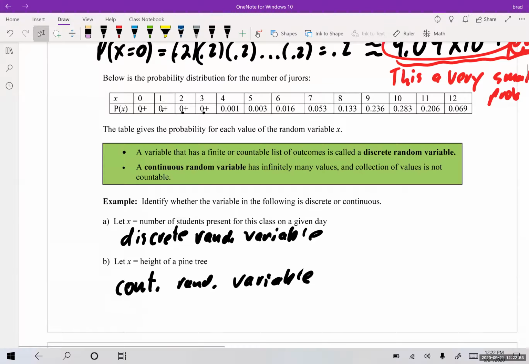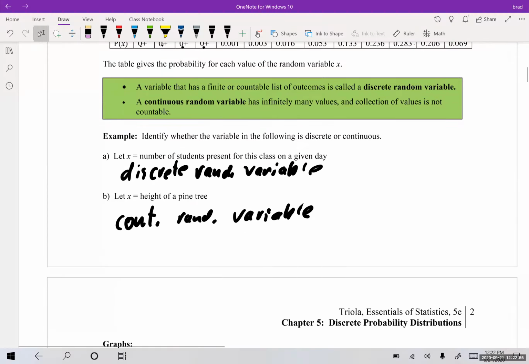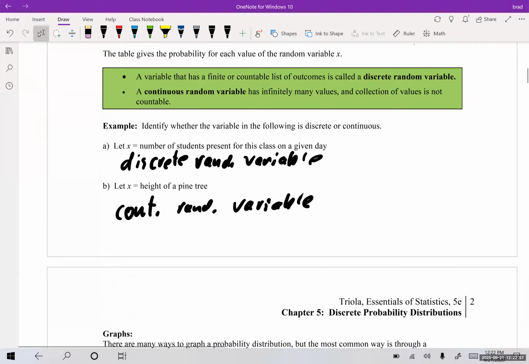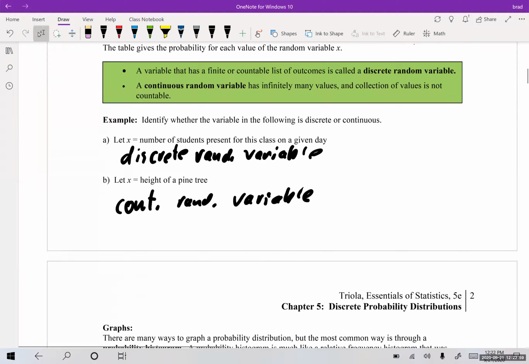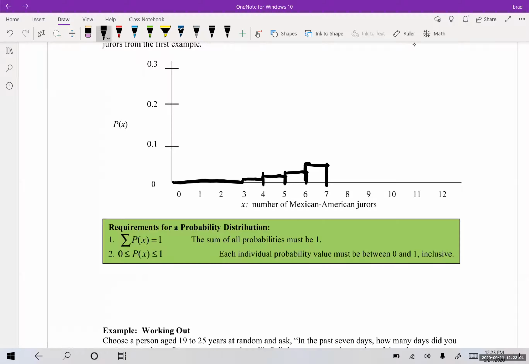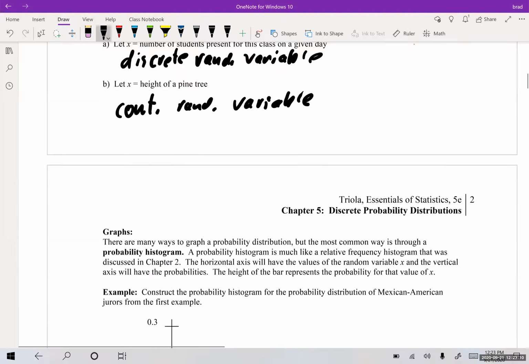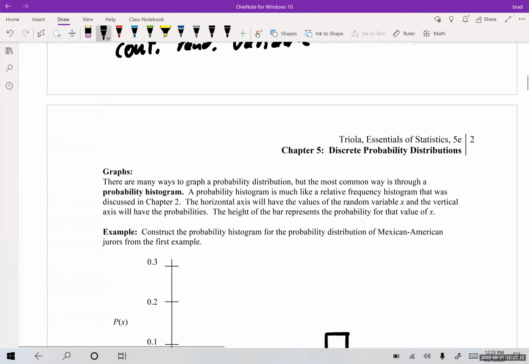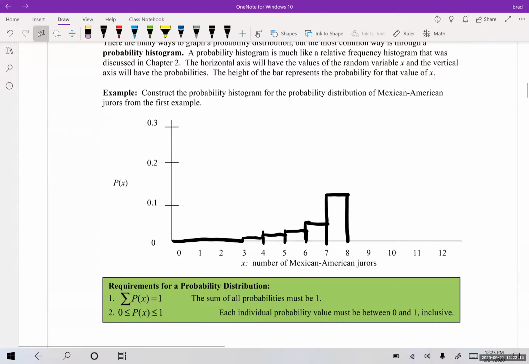Okay, and now 7 would be 0.053. Oh, we already did 7. Now let's do 8. 8 would be 0.133. So here's 0.1, so it's actually up here. And then for 9, 0.236, so that would actually be here.